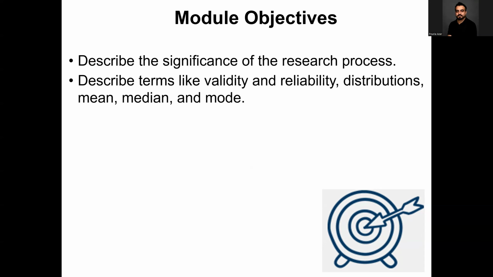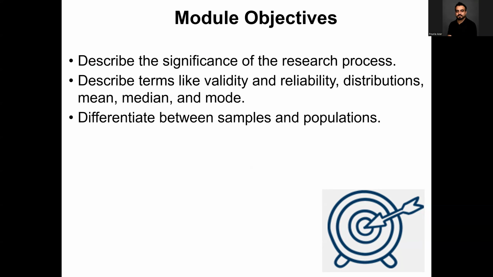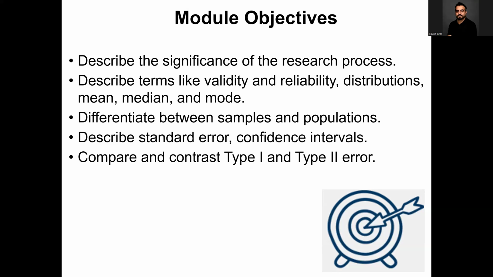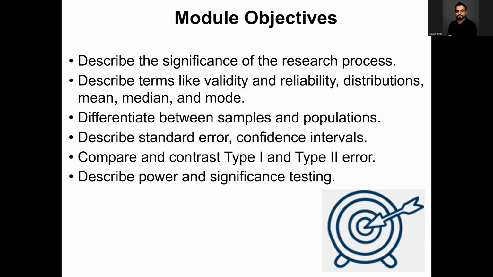So we will touch a little bit about defining validity, reliability, distribution, mean, median, and mode. We will differentiate between samples and populations. We will talk about standard deviation, deviance, variance, confidence intervals, type 1 and type 2 error, and we will talk a little bit about significance testing.